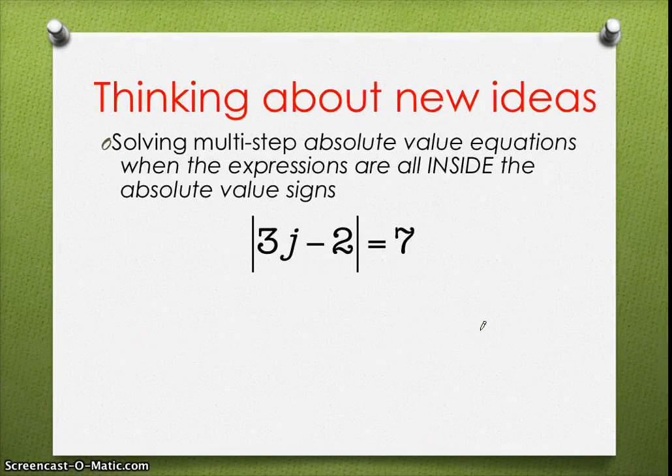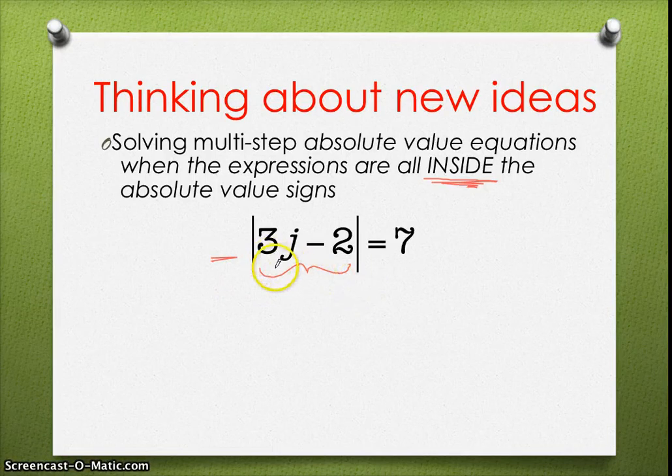So let's go ahead and extend our learning today by solving multi-step absolute value equations. So again, we are going to first look at equations where we have everything inside the absolute value signs. And when I mean inside, I mean the quantity 3j minus 2 in this expression is inside those 2 vertical bars. If we have anything on the outside, or if we're dividing the whole expression, then we're going to use a different scenario of solving.